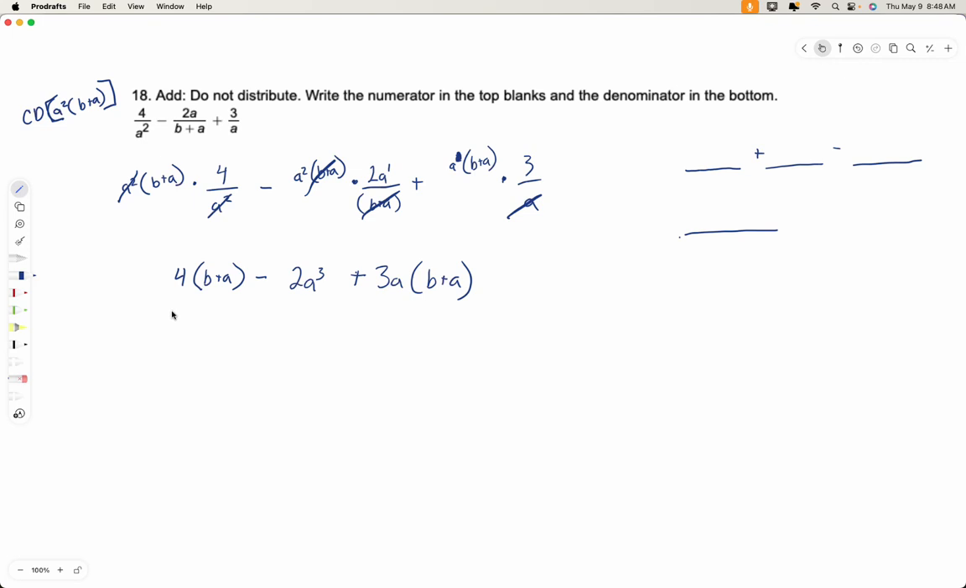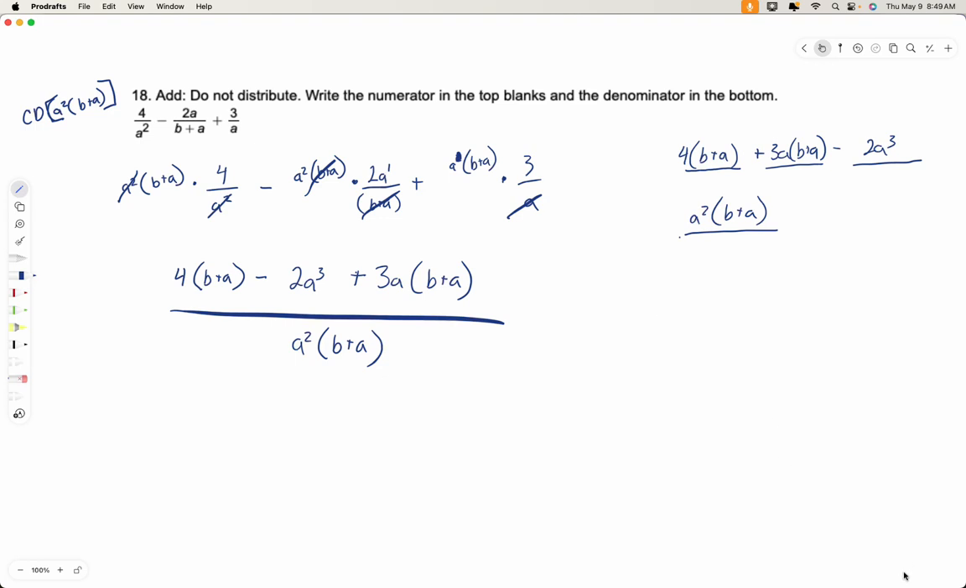And all of that is over a squared times b plus a, because that is the common denominator. So that's what you would put in here. 4 times b plus a. And then this would be 3a times b plus a, because this is plus. And then the minus is 2a cubed. And then you put a squared times b plus a in the bottom.